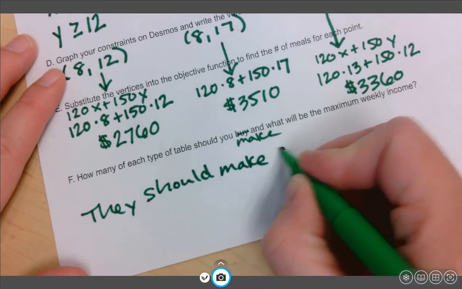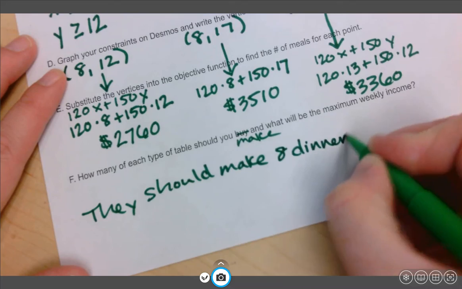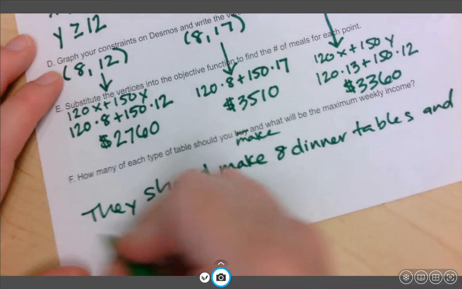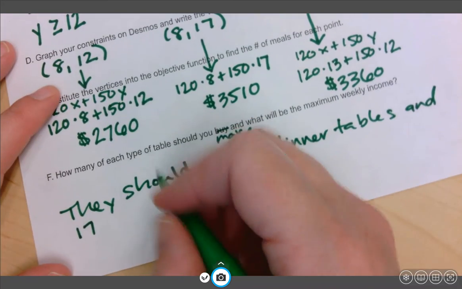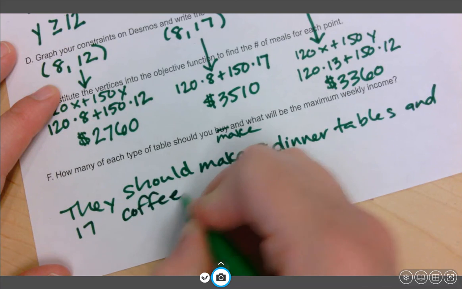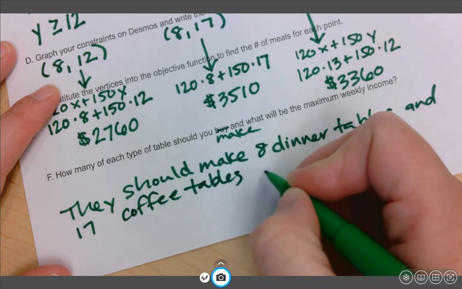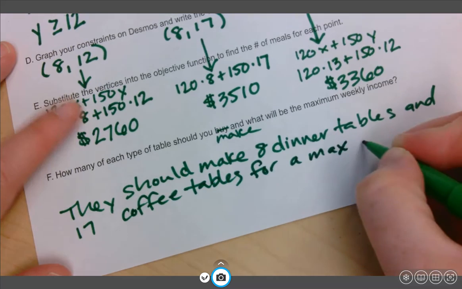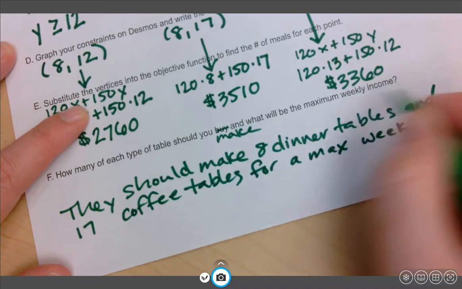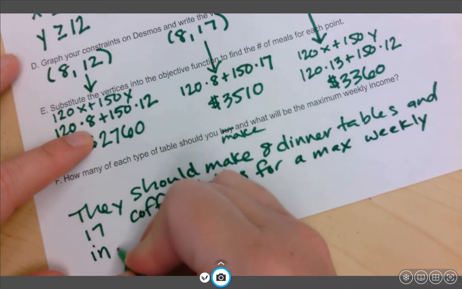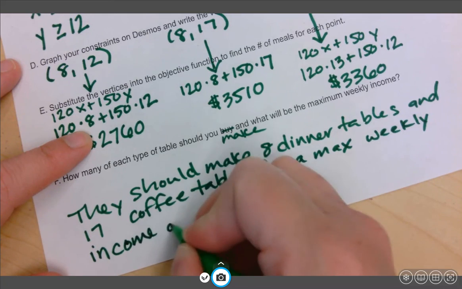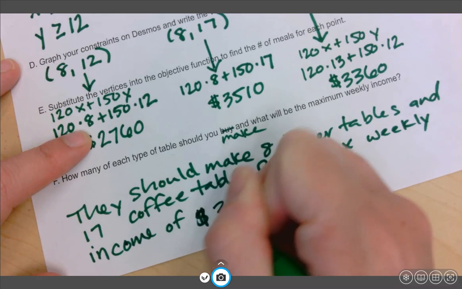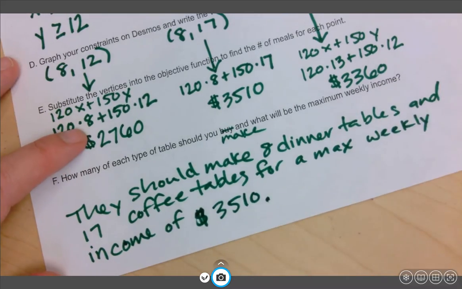8 dinner tables and 17 coffee tables for a maximum weekly income. Maximum weekly income of, I need the dollar sign, $3,510.